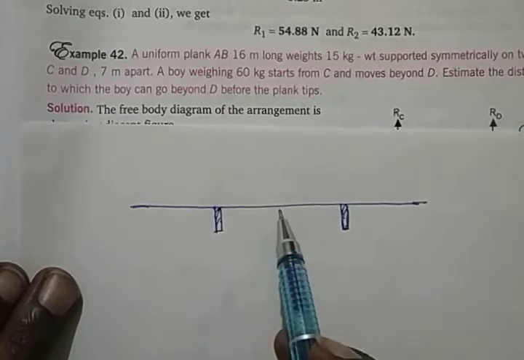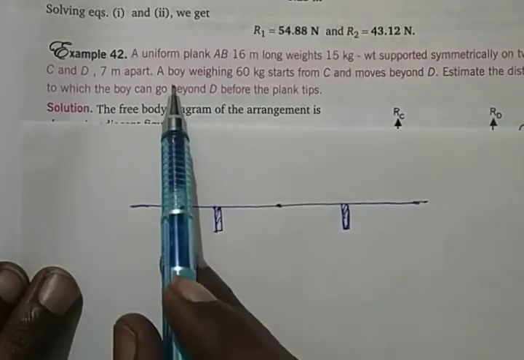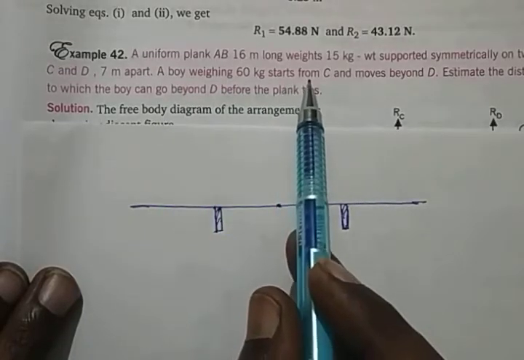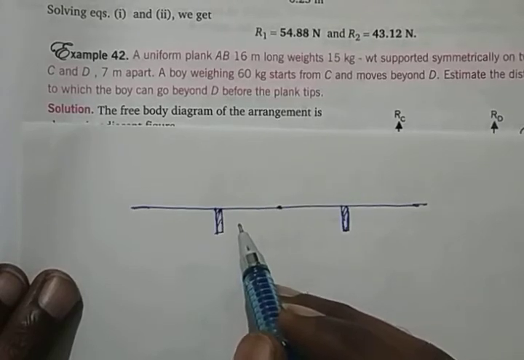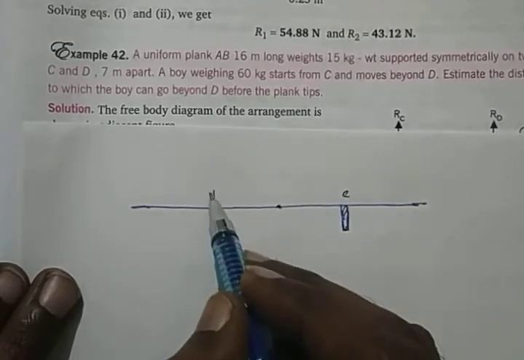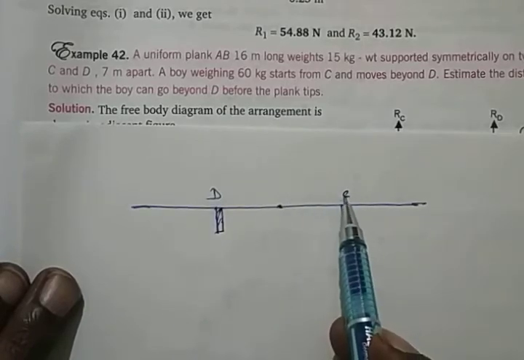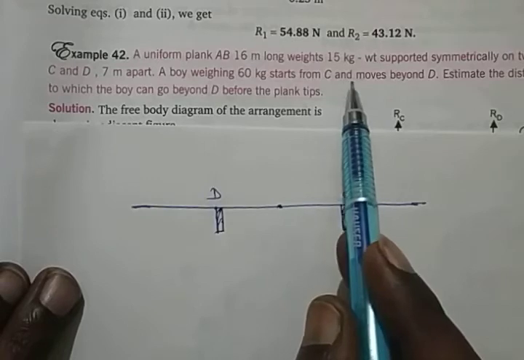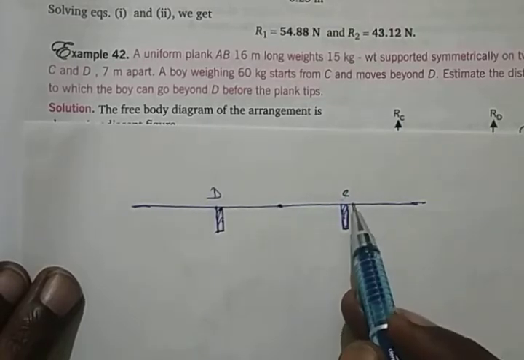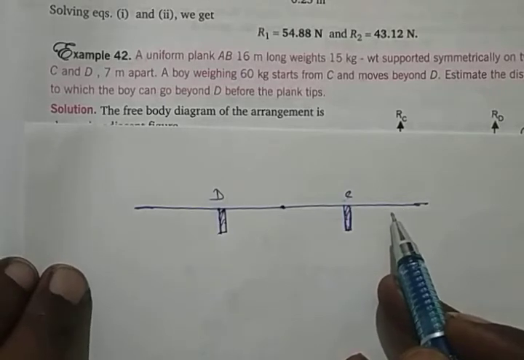Now, this is going to be the center. A boy weighing 60 kg starts from C. So here is C and D. I will put C and D. A boy of 60 kg starts from C and moves beyond D. Alright, so he is moving beyond D.